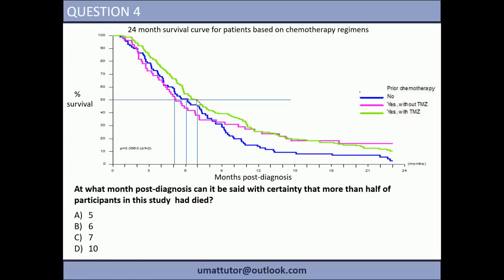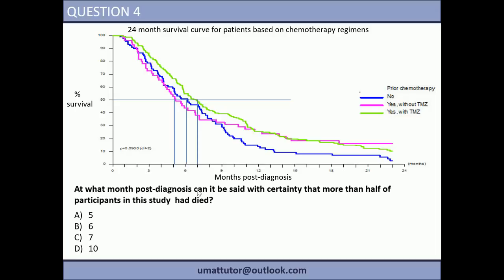So if we're looking for the point at which overall, out of all three groups put together, more than half of participants had died, it may be very tempting to think that, assuming each of the three groups is roughly the same size, we can just average out those 3 time points to come to an answer of 6 months, as we can see here in the middle. But the trap in this question is it's saying, at what point can it be said with certainty that more than half of participants had died? So with certainty means that you have to consider the most extreme example that you can imagine, basically.